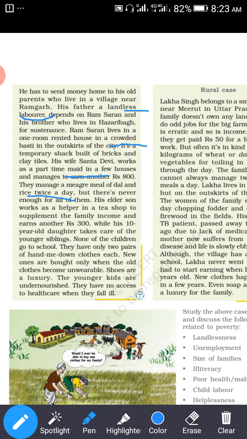His elder son worked as a helper in a tea shop. Obviously, the children want to work to fulfill their basic needs, and if the children are also involved in different types of activities, how do they get educated? And if they are not educated, then none of the children go to school. None of the children go to school, and they have only two sets of hand-me-down clothes. So it is the reason, first that they are landless, then they have to do daily wages work, and there is another important thing, the number of family members is more.